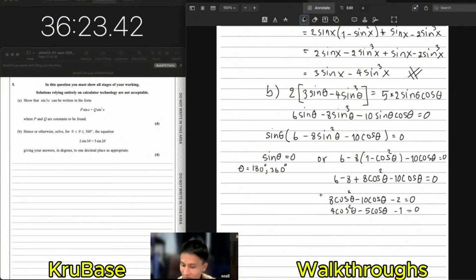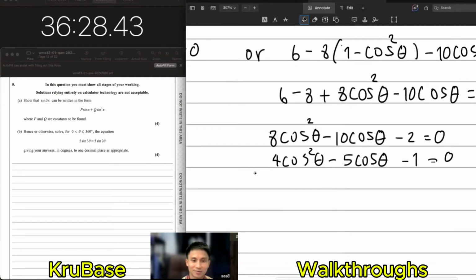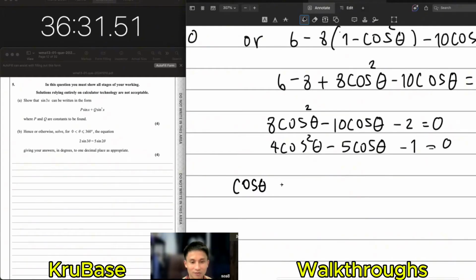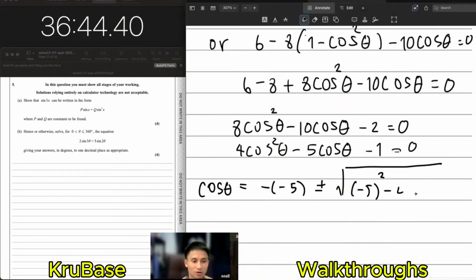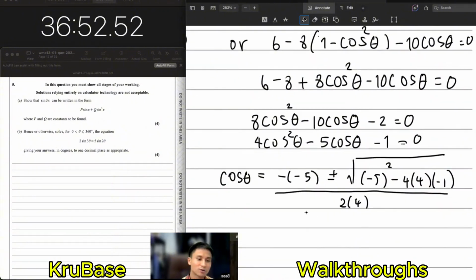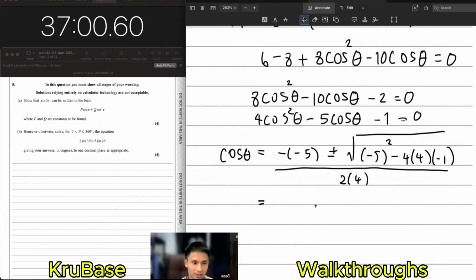Yeah, okay, right. So this is not possible by factorizing, and I do not have a calculator that can solve quadratics. So I'm just going to use the quadratic formula here. Minus b plus or minus square root b squared minus 4ac, all divided by 2a. Yeah, that's just the formula. So, okay.